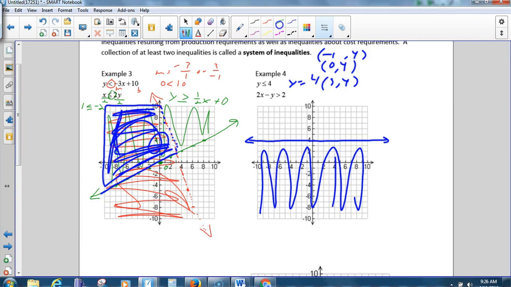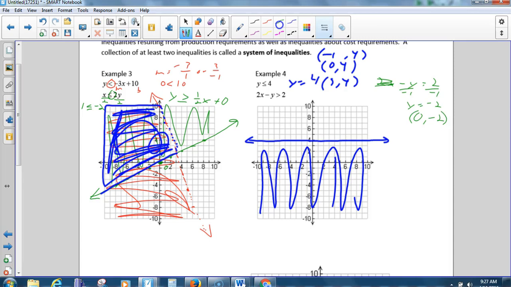If I want, I can use the cover-up method. So I cover up the x. You've got to be careful here, because if you cover up the x, you get -y is greater than 2. Well, let's think of it this way. We're really looking at 2x minus y equals 2 for the cover-up method, not for graphing. So if I cover up the 2x, I get -y equals 2. Don't forget to divide by -1. And that gives me y equals -2. So that's the point (0, -2).